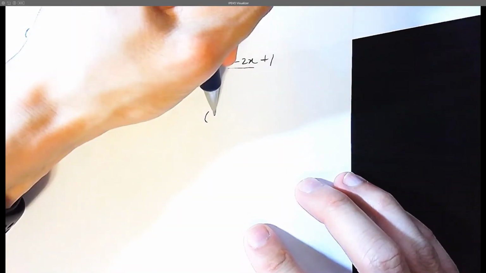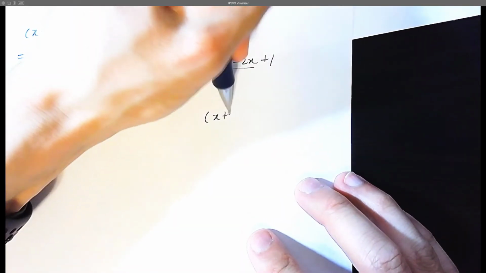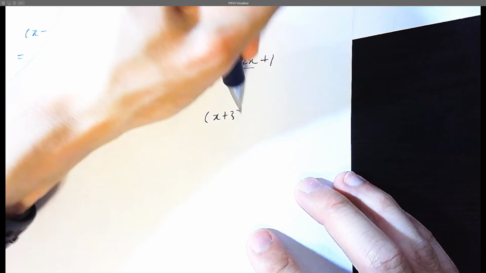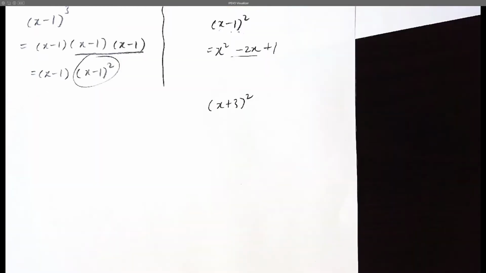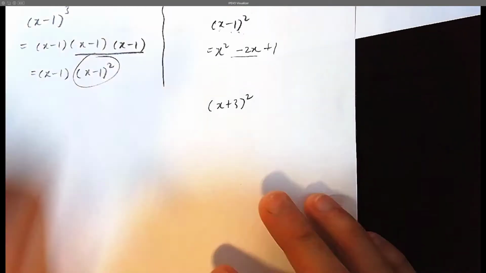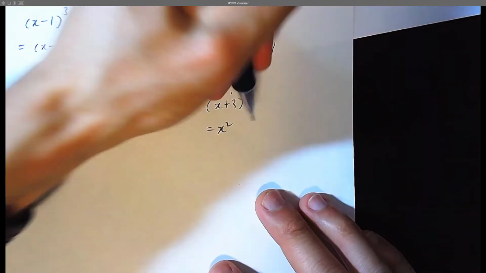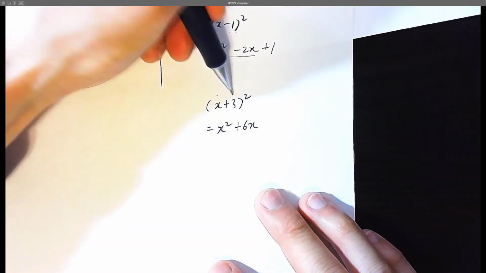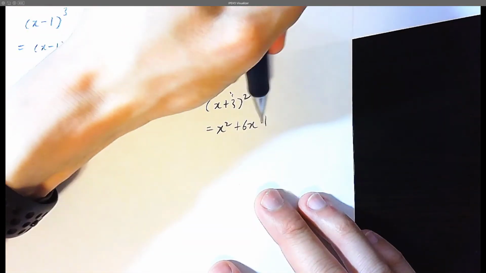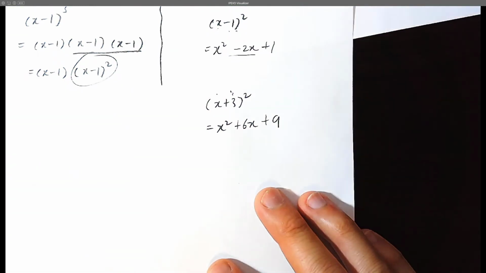What if I say, can you very quickly expand x plus 3 squared at the speed of light? On your marks, get set, go. X squared, this times this is 3x, double it. It's going to be 6x. 3 times 3 is 9. So we're starting to get the hang of it.